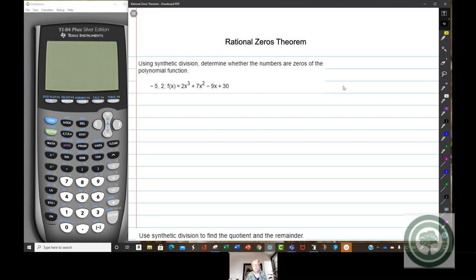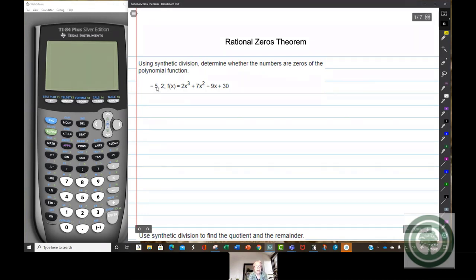There's a method called synthetic division, which is much easier than substituting these numbers for X. Now, maybe it's not that much easier with a short polynomial, but we're going to be working on a quartic today, okay? And that's pretty darn long. So you're going to be glad that we have synthetic division. Here's how you do it.